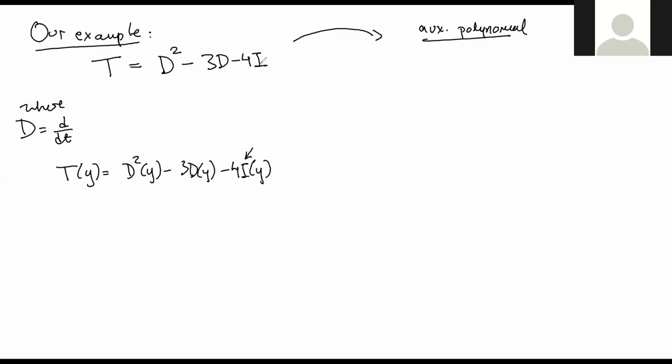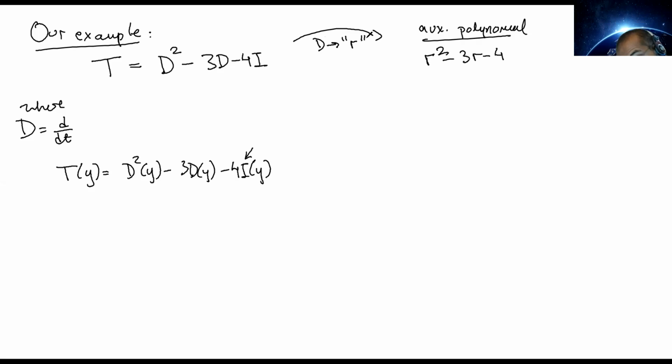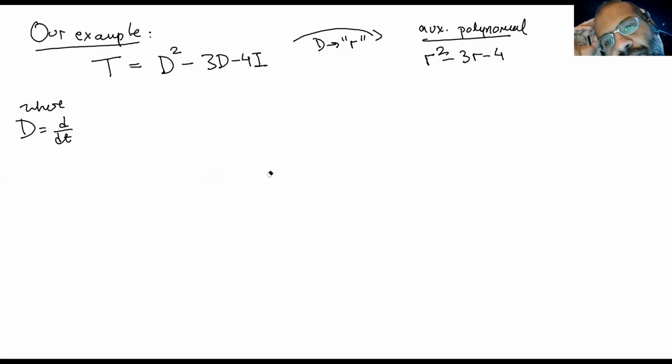Yeah. Thank you. Okay, so I'm going to construct a polynomial r squared minus 3r minus 4, and you literally just turn all the D's into a new variable r. But now I'm back in high school, right? I have a quadratic polynomial. I can factor it. If you factor this, you get that this is r minus 4 times r plus 1. Use the quadratic formula or whatever. Right?